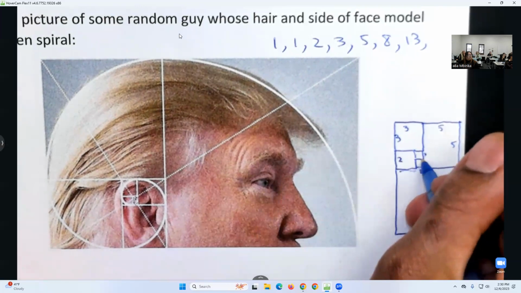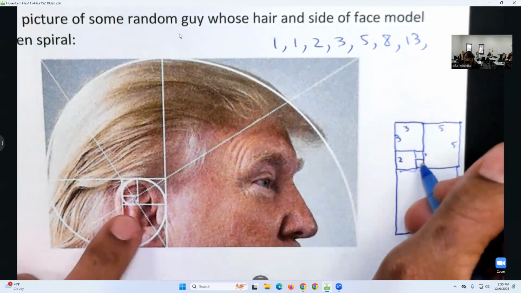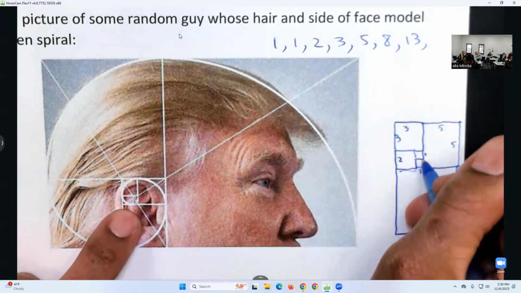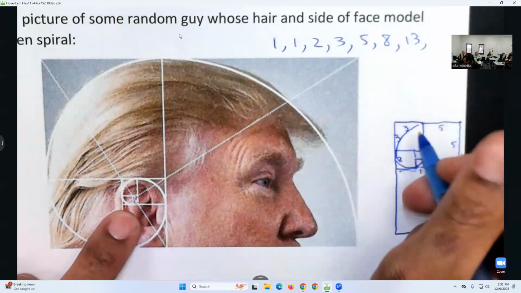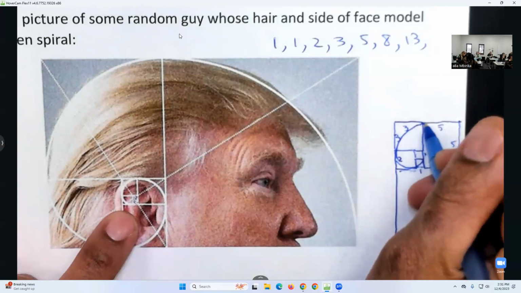But if we go to the top, we trace a spiral in here. This is how we construct the golden spiral.